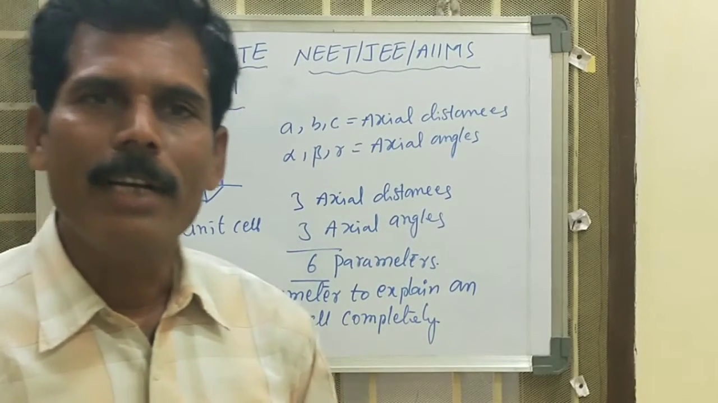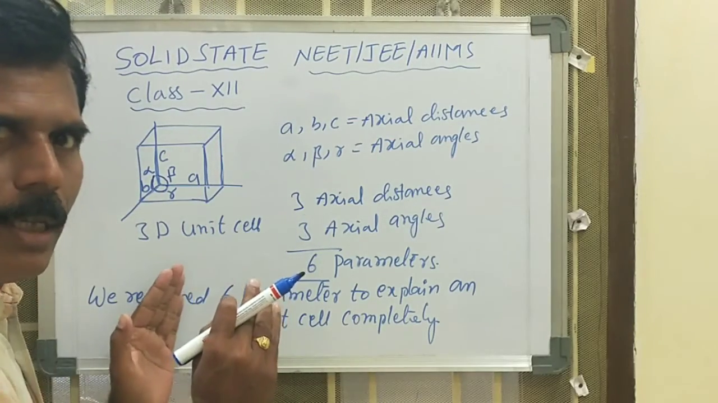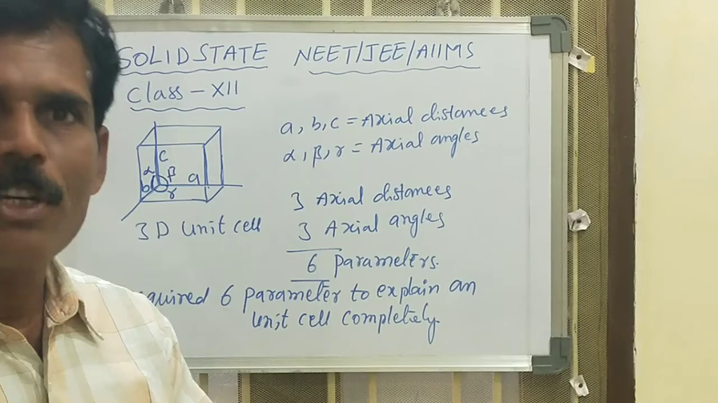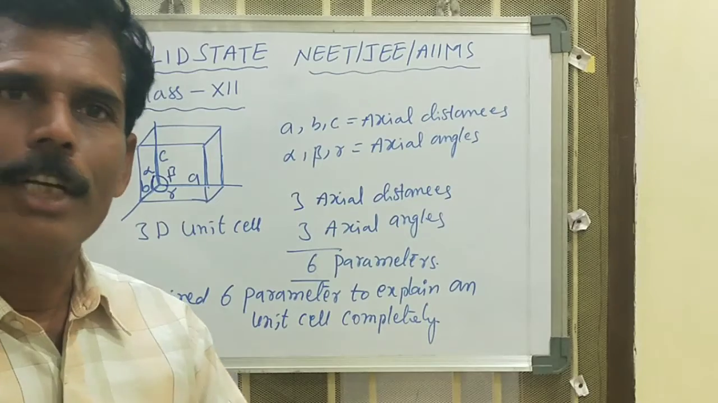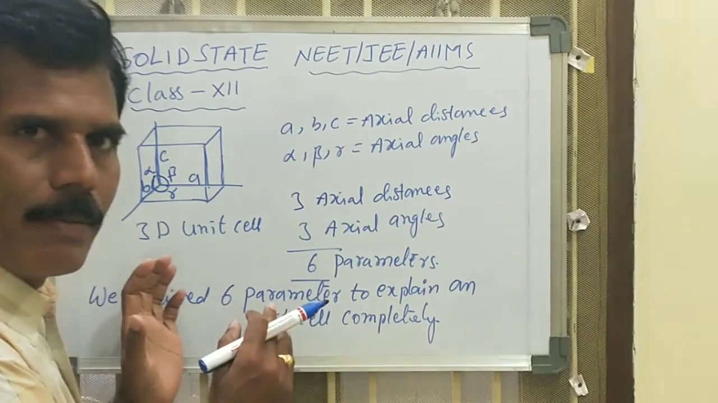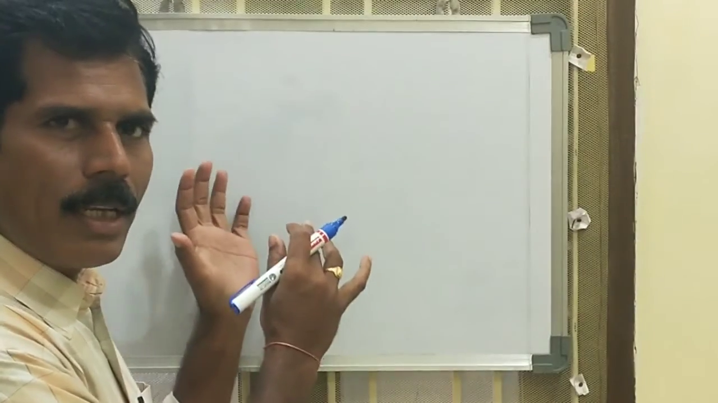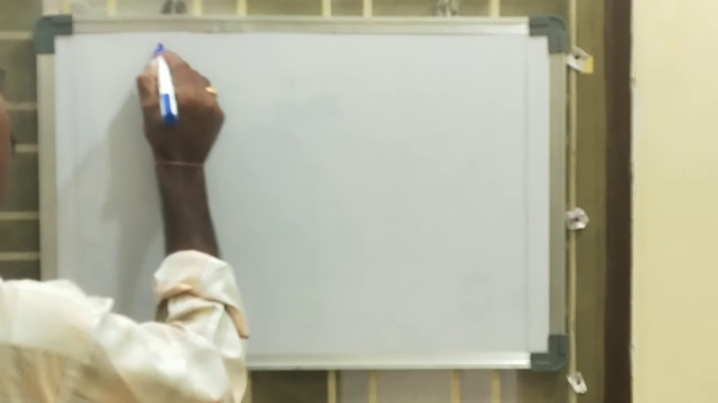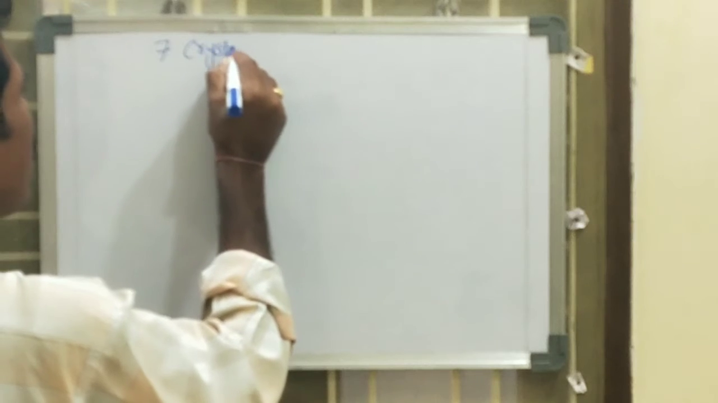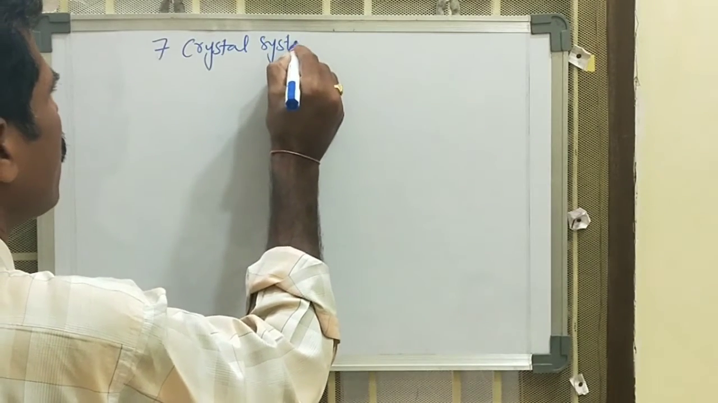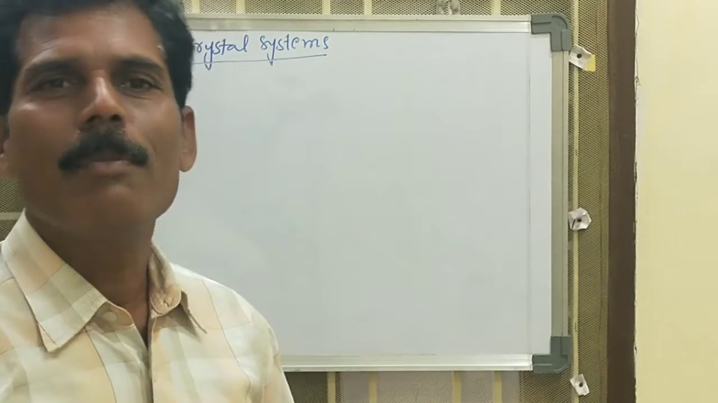NTA of India can ask a question from any concept. So I request you, especially 12th class students, each and every point is very important, so try to keep it in your mind and practice. After the basics, now let us see the seven crystal systems. This table is very important.